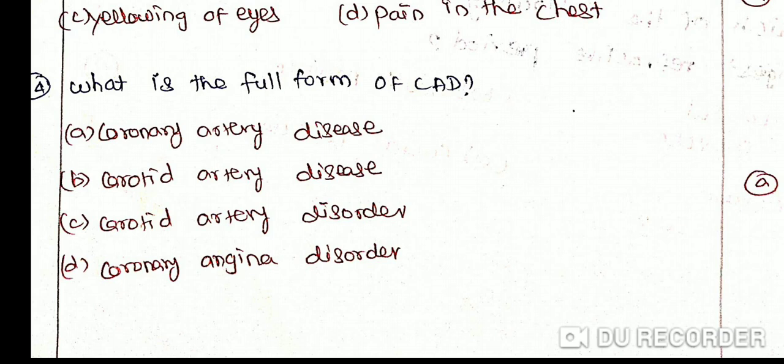What is the full form of CAD? Option A, coronary artery disease. Option B, carotid artery disorder. Option C, carotid artery disease. Option D, coronary angina disorder. The correct answer is option A, coronary artery disease. CAD refers to coronary artery disease, which is caused by atherosclerosis and arteriosclerosis. Atherosclerosis refers to the deposition of cholesterol, fat, and calcium on the wall of coronary arteries, while arteriosclerosis refers to the deposition of calcium, which leads to the hardening of the arteries.